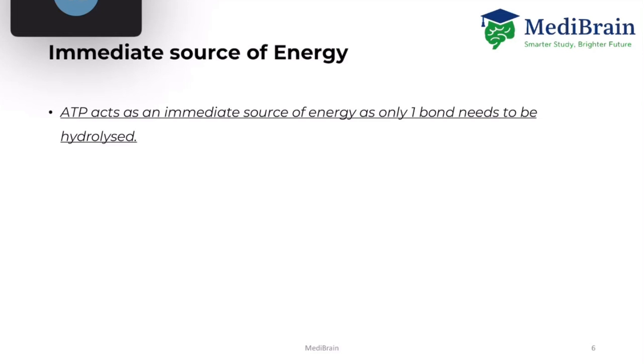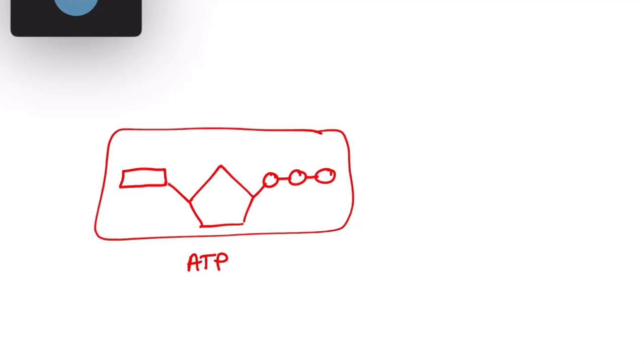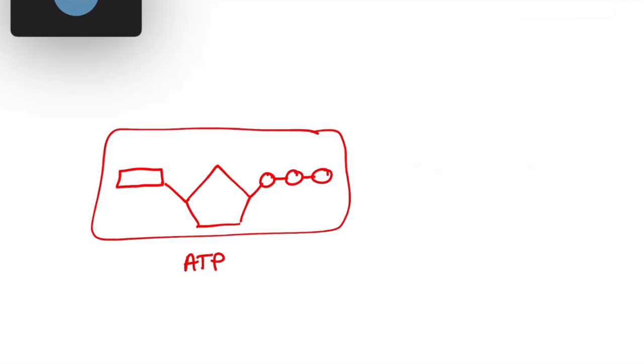Okay, ATP can act as an immediate source of energy as only one bond needs to be hydrolyzed. And again, if I draw that picture of ATP that you need to be aware of, we have our pentose sugar, and then we have our three inorganic phosphates over here. In order for this ATP to release energy, only one bond needs to be broken.